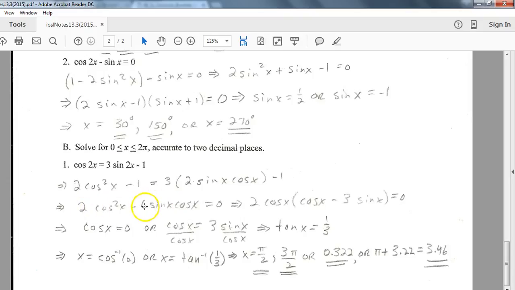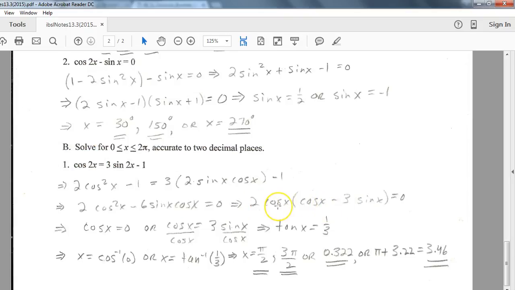Well, 2 can go into both of those as well. So we're going to factor out 2 cosine x. And here's what would be left over if we divide out 2 cosine x from each term. And now I can set each factor equal to 0 to get my solutions. Here's a pretty common IB test question right here. So pay close attention and make sure you get all the solutions for this problem.